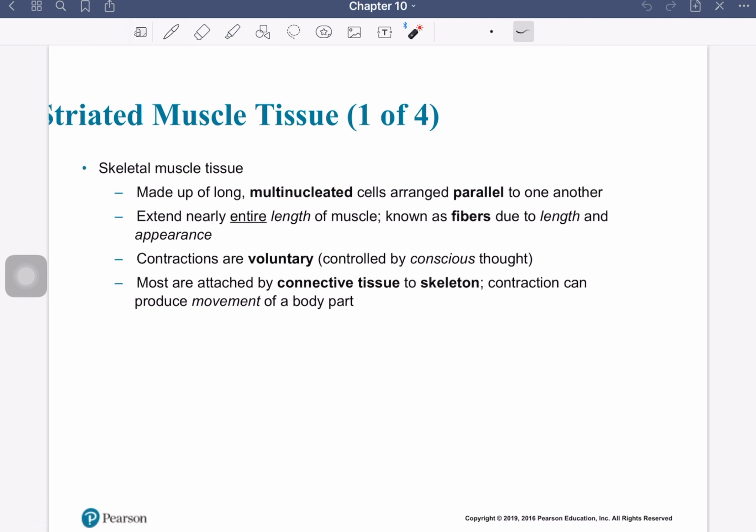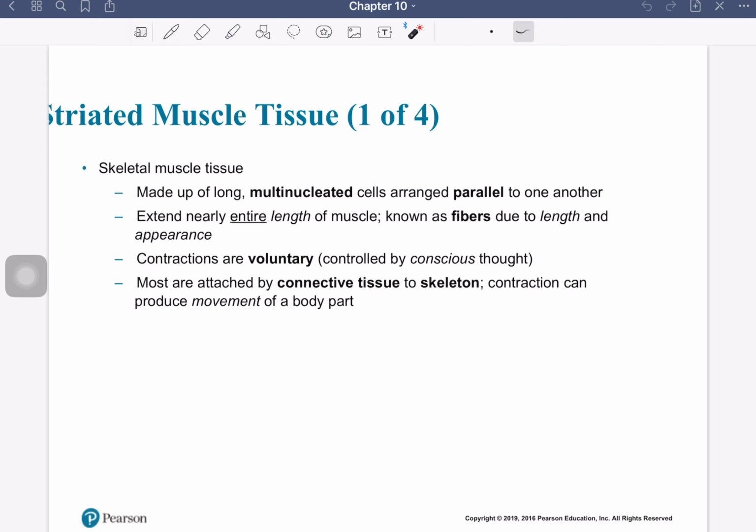Now we're really going to focus in on skeletal muscle, striated tissue. And when we're looking at skeletal muscle tissue, we're looking at long, multinucleated cells that are stacked parallel to each other, arranged parallel to each other. And they extend nearly the entire length of the muscle. Now, typically, we don't call them muscle cells. But typically we call them fibers because of the length and the appearance, and also because of some embryological origins of them.